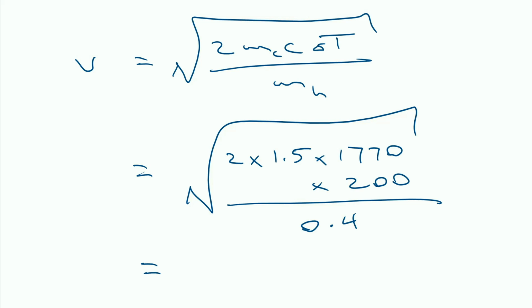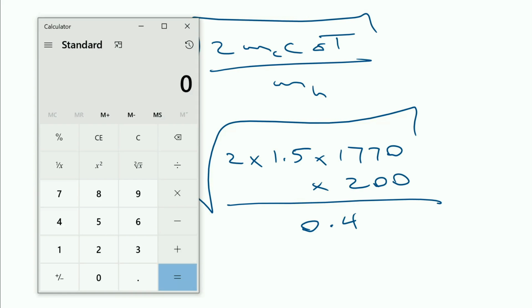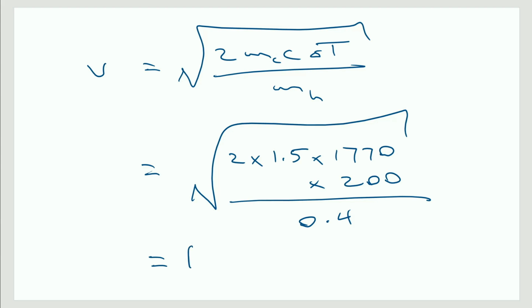Now, I'm not a math genius, so I'm using a calculator. We have 2 times 1.5 times 1770 times 200, whatever that equals. Let's divide that by 0.4. Let's take the square root of that. And there's our answer, 1629.5-ish. So we had 1629-ish meters per second. Now, it is rough, but there you go. There's the velocity that our hand would have to be traveling.